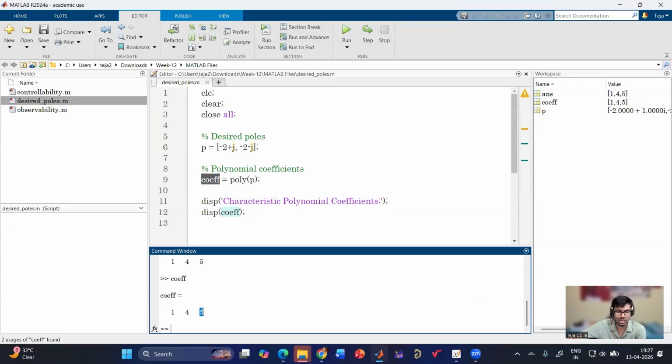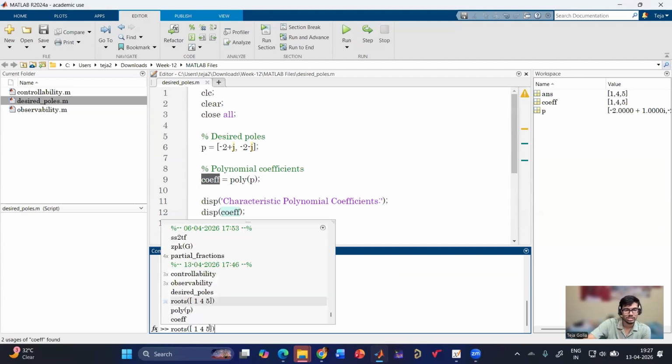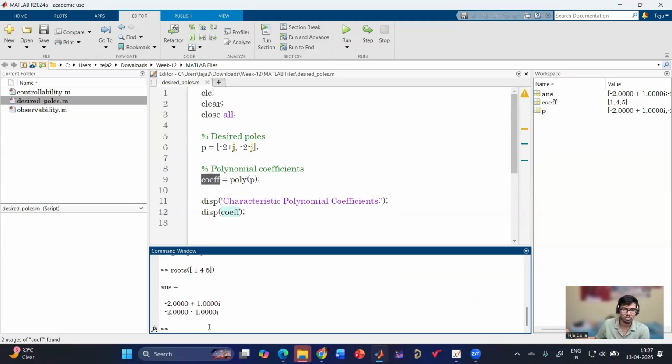So this coefficient is 1 4 5 and it is from the increased order. So this will be constant. This is coefficient of s. This is coefficient of s square. So s square plus 4s plus 5. And if you want to cross check, you can also use this roots of 1 4 5 is -2 plus j, -2 minus j, just to cross check that everything is fine. Always cross checking is good. And then I'm displaying those coefficients, and from there I'll get the desired characteristic equation.